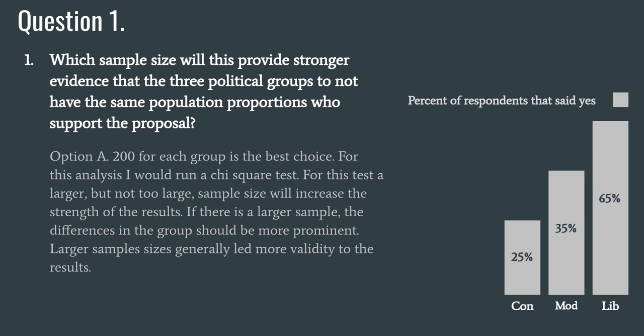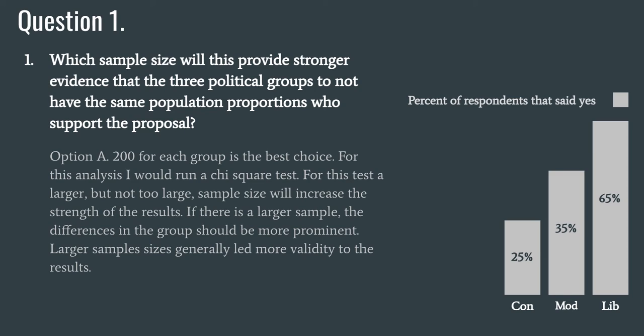choice, which is 200. For this analysis, I would run that chi-square test, and the larger but not too large sample size will increase the strength of the results. With a very, very small sample size, like less than 20, we'd run into some problems, and then a humongous sample size would create some problems too. So really, less than about 500 is great, and 200 is in that sweet spot.